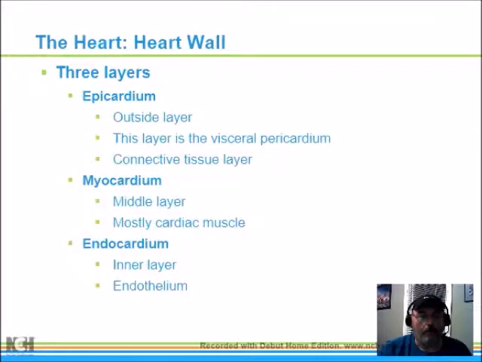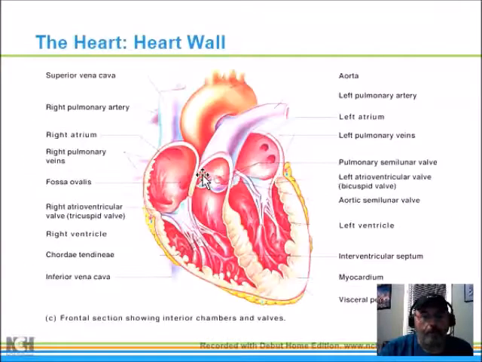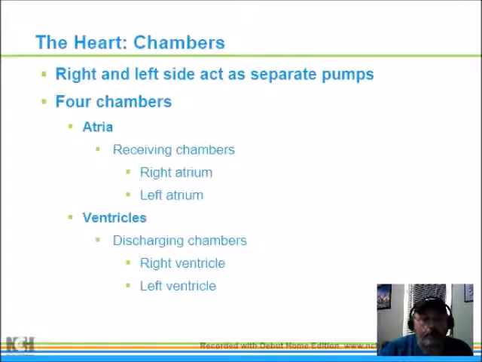Now, the three layers we were talking about, another view, once again, similar to what we were looking at before. Again, showing you this image. So we have endocardium, we have pericardium on the outside, the myocardium making up the muscle, and you really can't see the fibrous pericardium in this case.